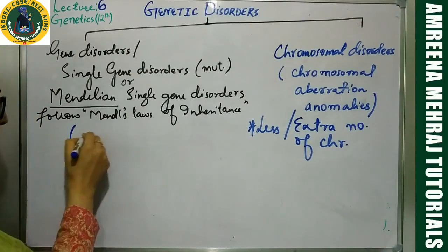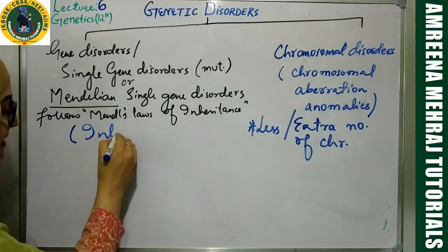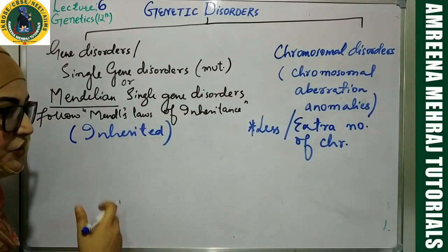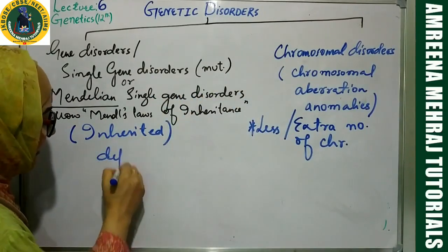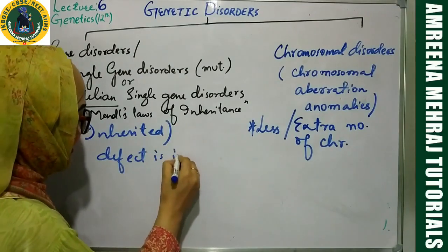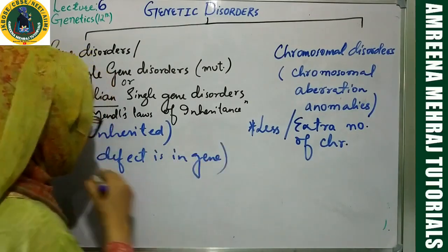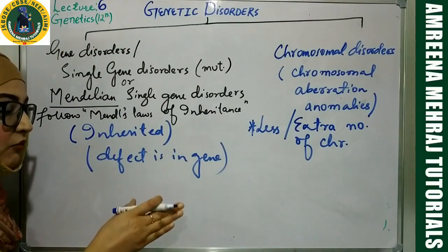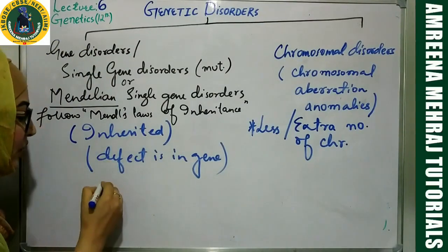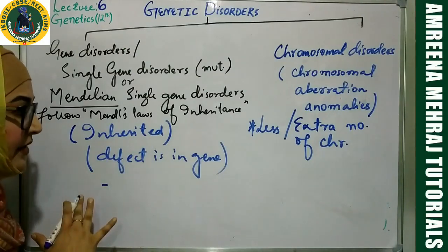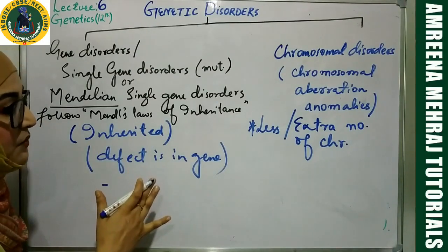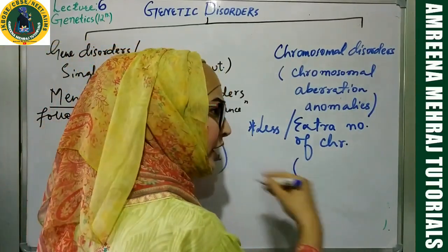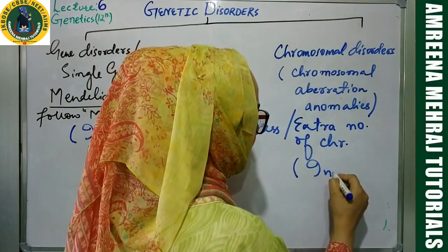They are always going to be inherited from one generation to another generation, because the defect is in the gene. So that's going to be transferred. Maybe the trait will not appear in some generation. That depends upon what type of disorder it is. So it may skip some generation. That is a secondary question, but it is going to be transferred from one generation to another generation. But over here, they are not definitely inherited.